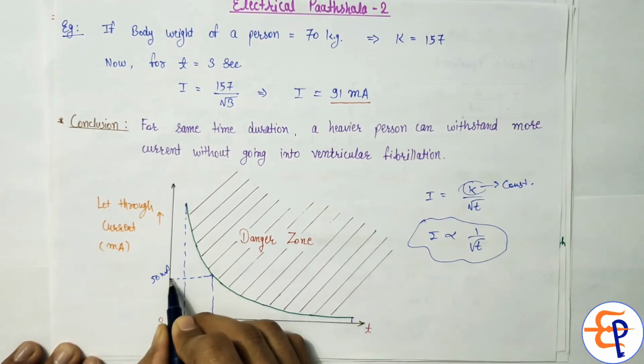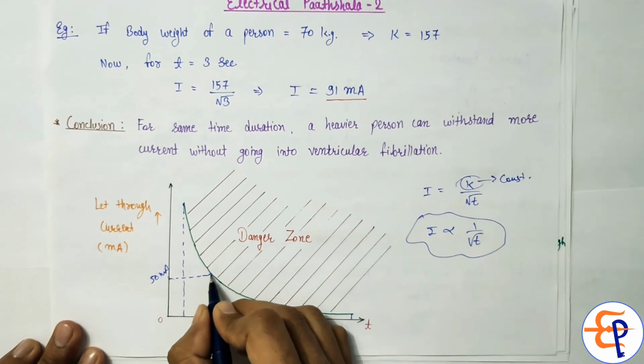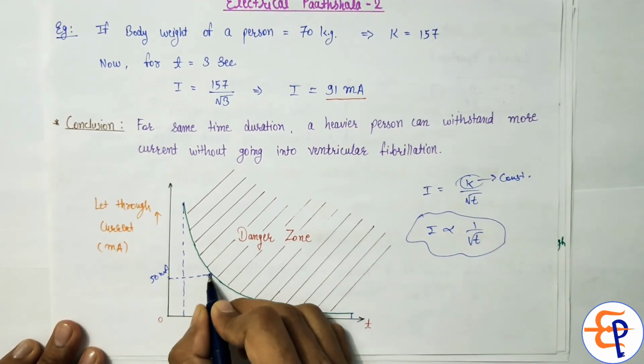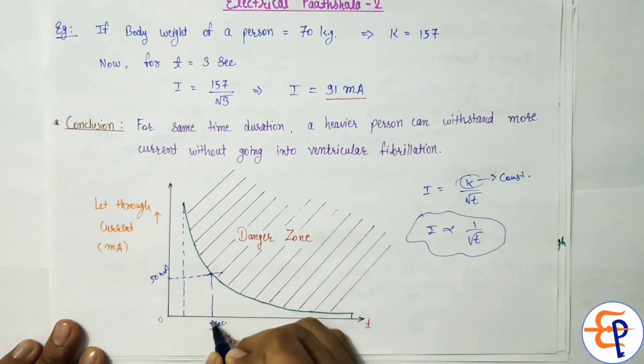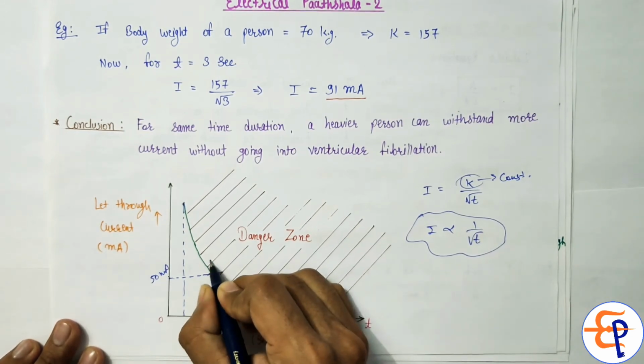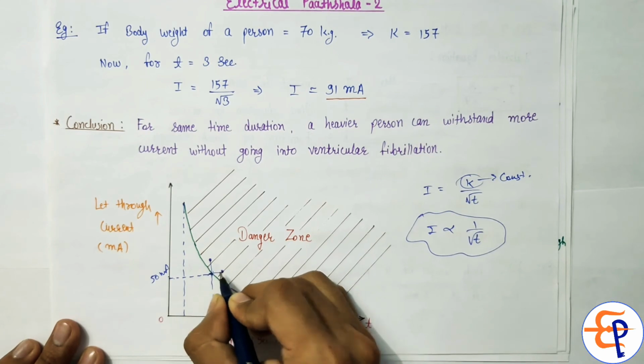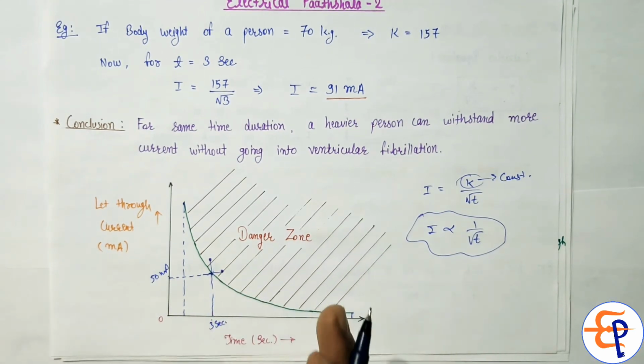But if this 50 milliampere current is passing through his heart for more than 3 seconds, then he will come into the danger zone. Also, suppose the time duration is the same but the magnitude of the current increases, then also he will go into the danger zone. So that's what this graph tells us.